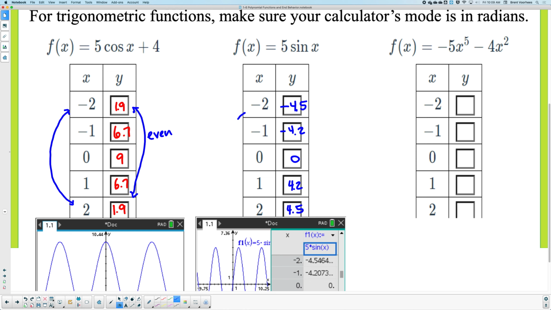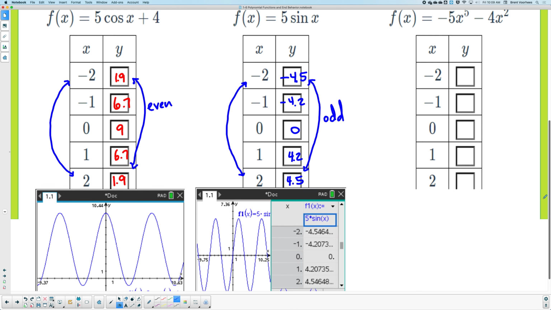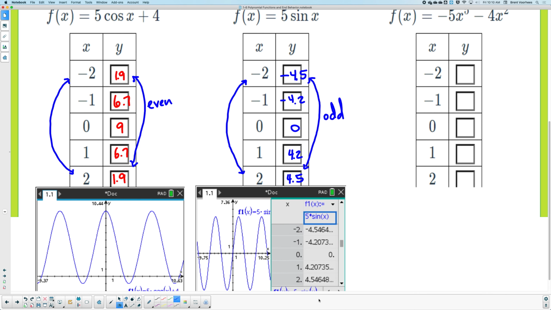Again, if you compare any x value that switches from positive to negative, what can you tell me about the y's? Same numerical value, but they change from positive to negative. What does that mean it is? That's an odd function. When you look at the picture, this doesn't look odd, but what it means is it reflects across the origin.